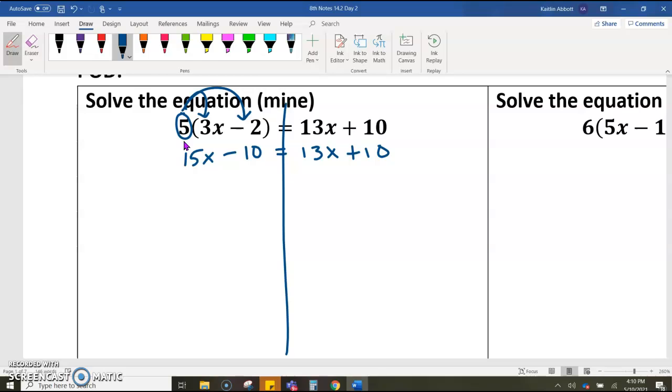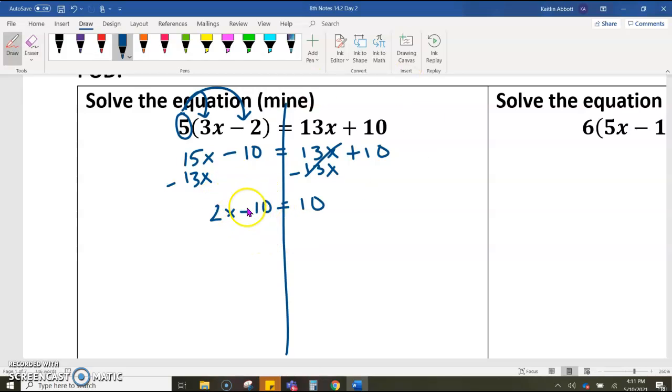Okay, now we're going to make a zero pair with the smaller variable. Which one's smaller, 15 or 13? Oops, 13. You are correct. So I have a positive 13. Opposite of positive 13 is a negative 13x, and I'm going to do that to both sides. 15 minus 13 gets us 2x, and bring down everything else. Minus 10 equals 10.